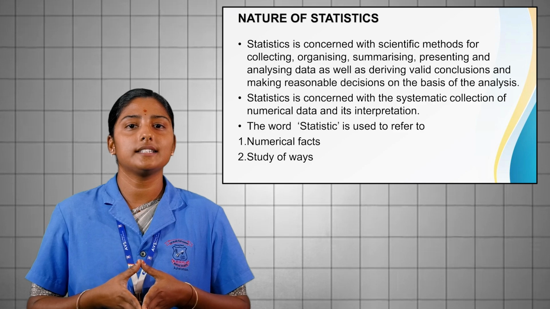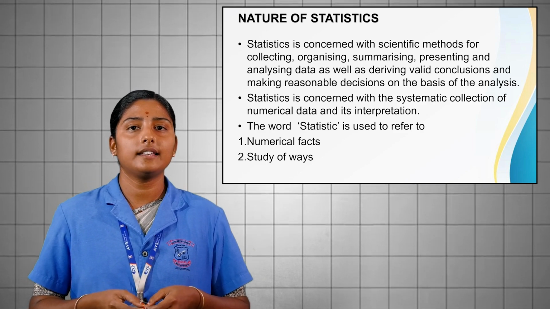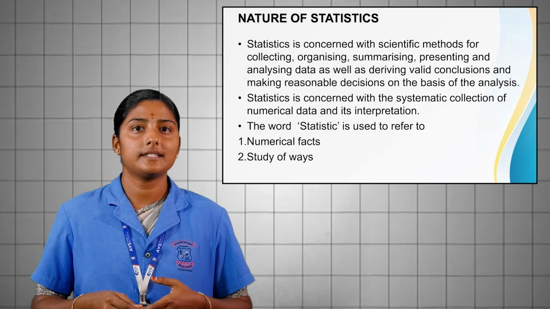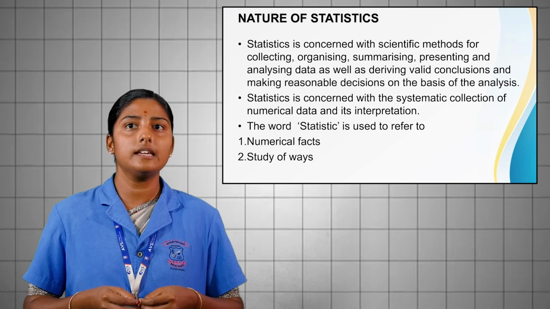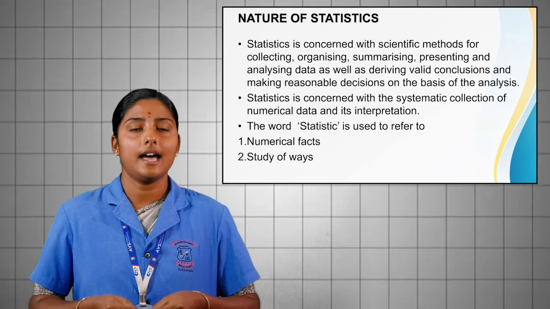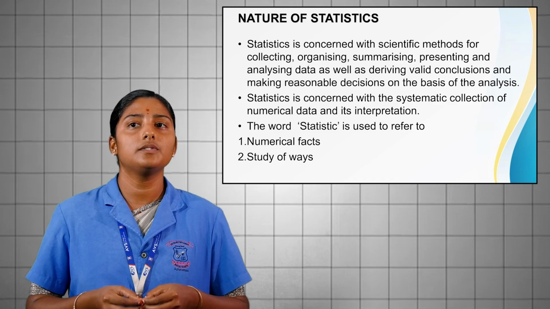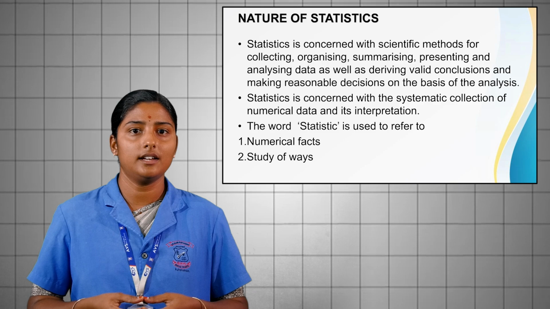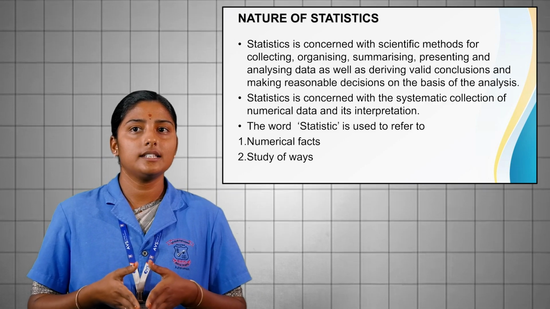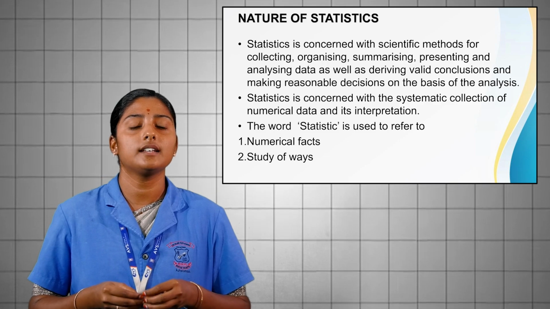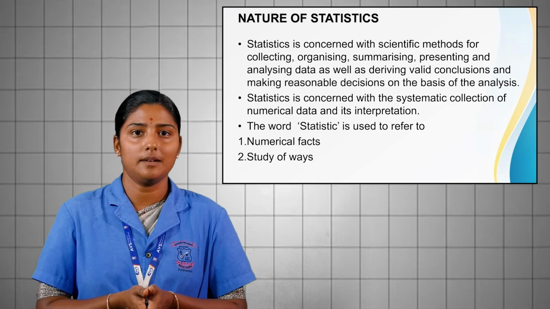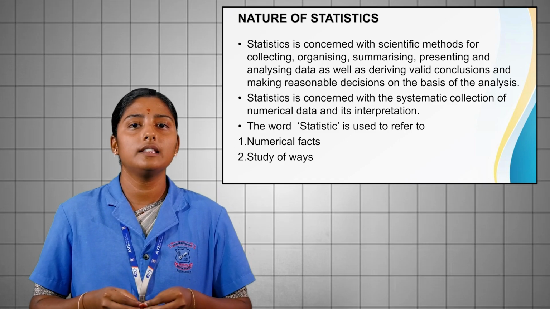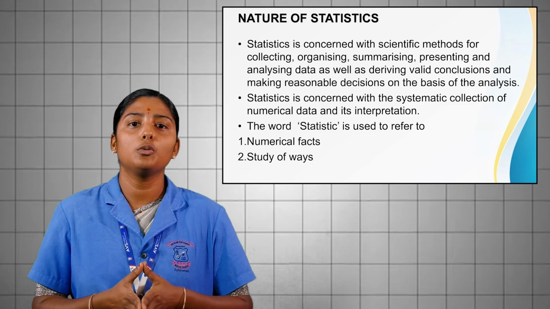Nature of statistics. Statistics is concerned with the scientific methods for collecting, organizing, summarizing, presenting, and analyzing data, as well as deriving valid conclusions and making reasonable decisions on the basis of the analysis. Statistics is concerned with the systematic collection of numerical data and interpretations. The word statistics is used to refer to the collection of ways of presenting, organizing, and summarizing data. And the second is numerical facts. Example: the number of people living in these areas is an example of numerical facts.